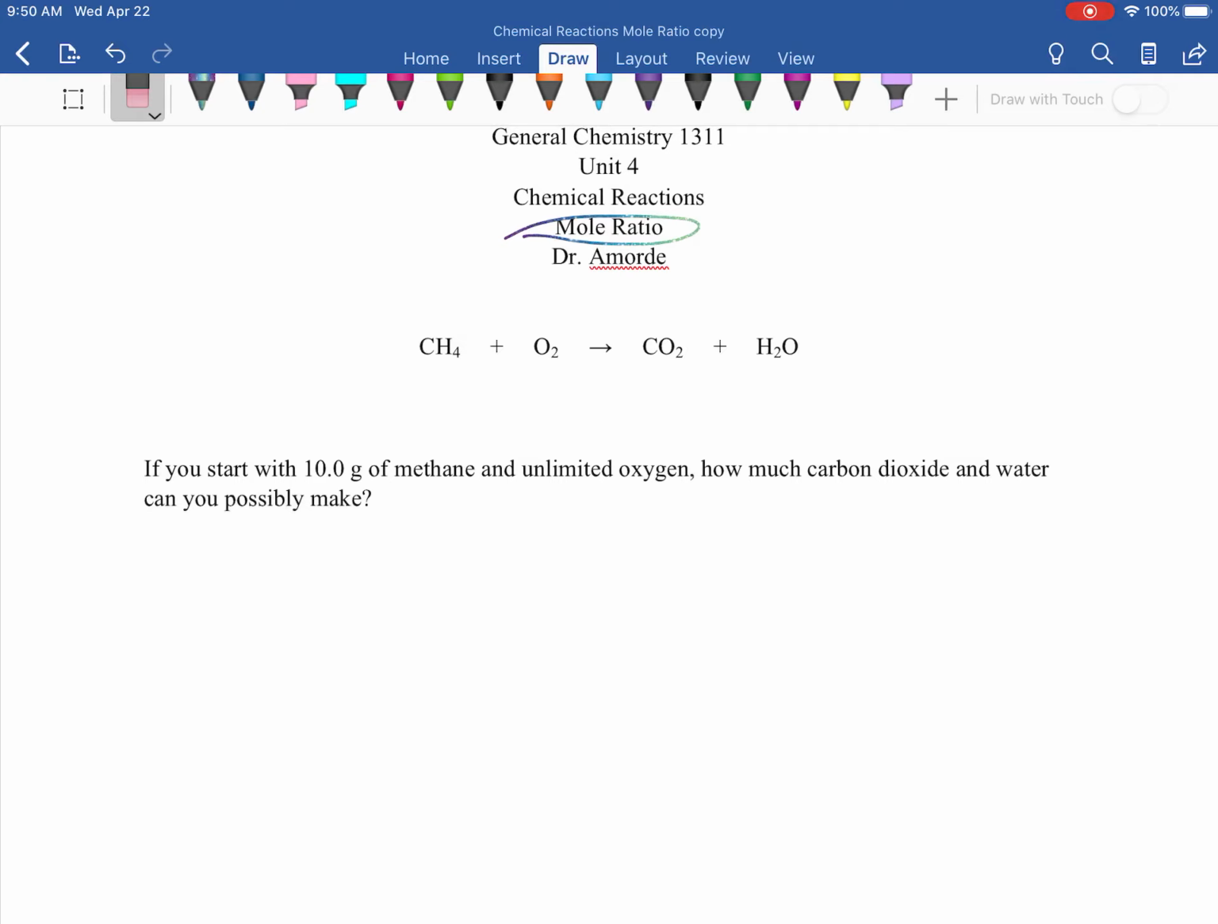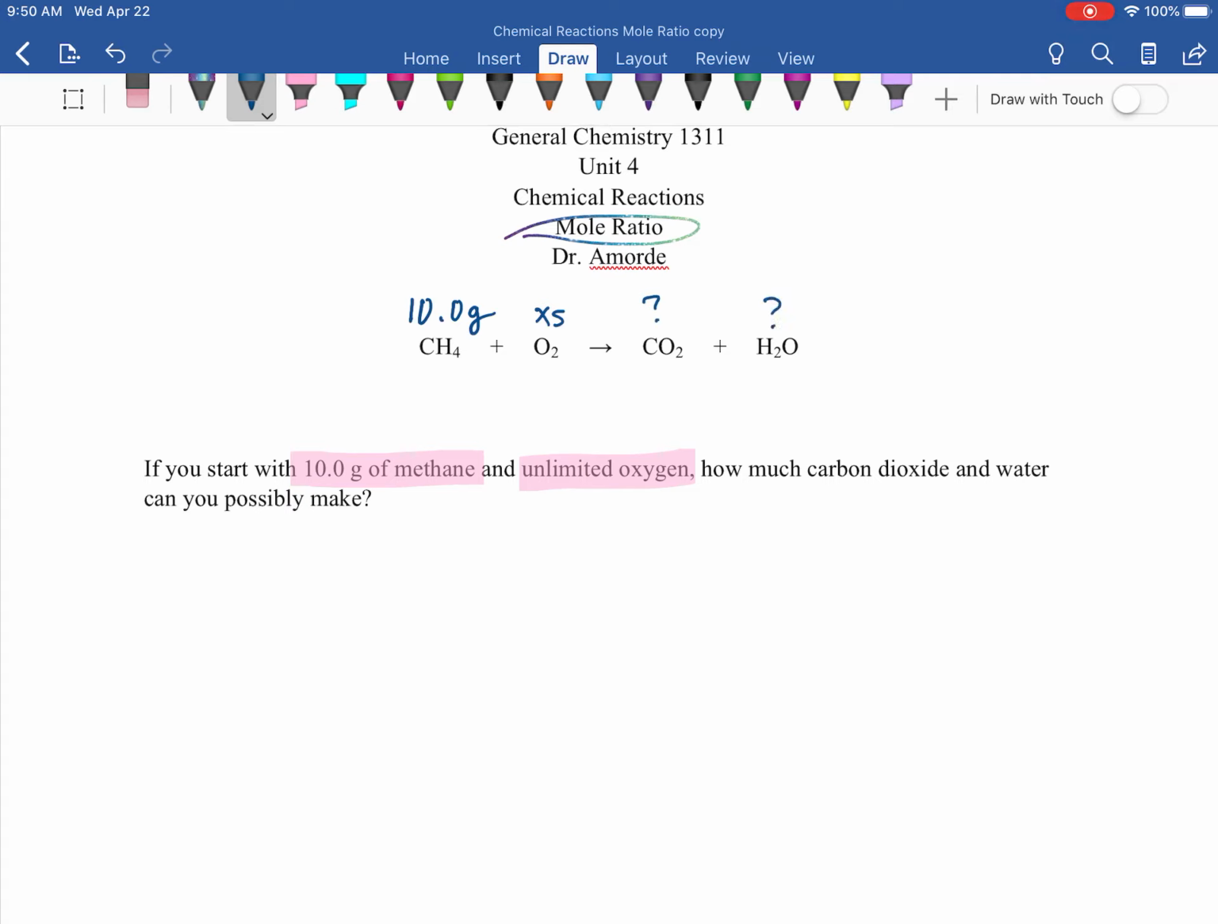All right, one of the most common questions in chemistry is, okay, let's take this reaction. You either know how much you have to start with. So in this case, we're given 10 grams of our methane and unlimited oxygen. So I'm just going to write it right above there. We're given 10 grams of our methane and we're given an excess of oxygen.